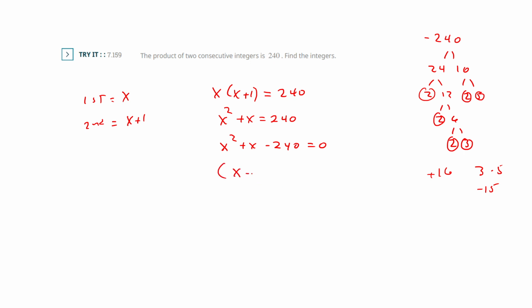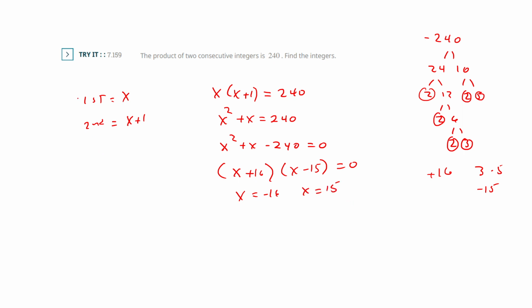Okay, so I've got positive 16 and negative 15. Okay, zero product property lets us just solve that. I get x is negative 16 or x is 15.